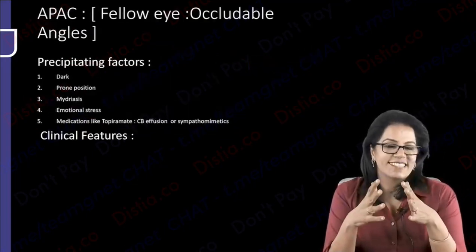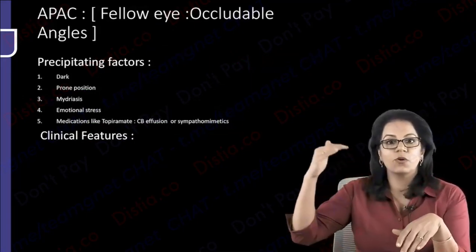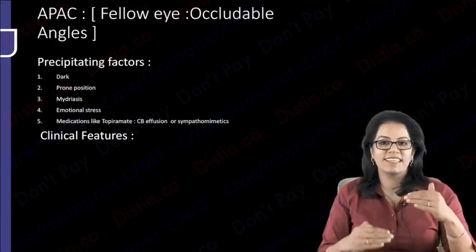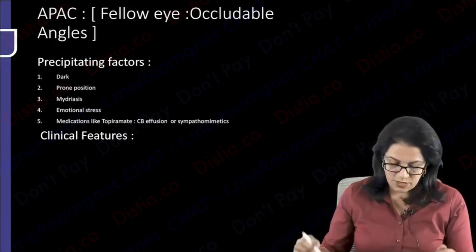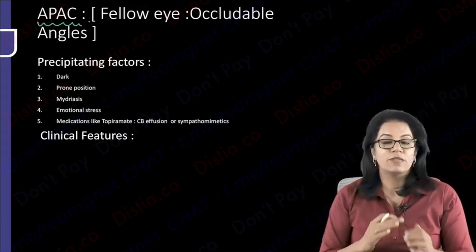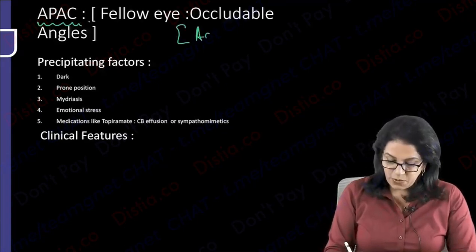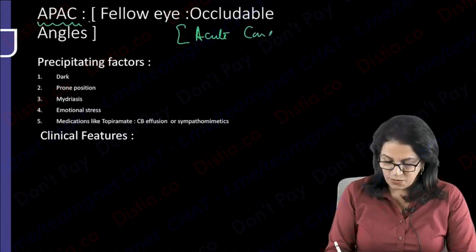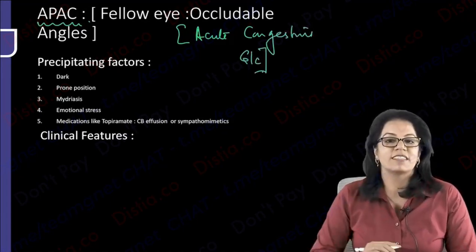What would be the next stage? Okay, don't look at this. The next stage would be primary angle closure glaucoma if it proceeds. But then there is something in between, there can be some acute attacks, and that is what is called acute primary angle closure. When you say acute primary angle closure, we are talking about acute congestive glaucoma.